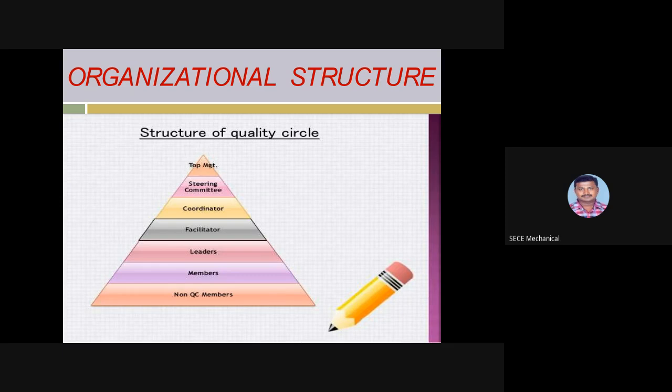So next, it should extend its support and more importantly make it visible so that even workers in the lowest level know what the top management is doing for them.